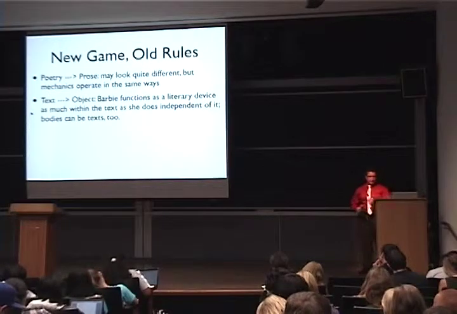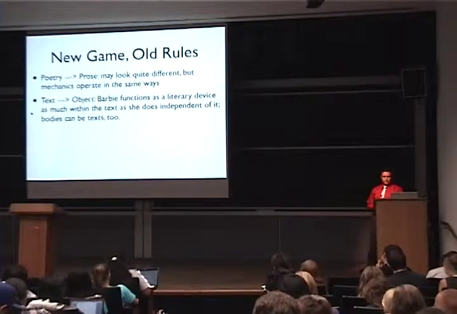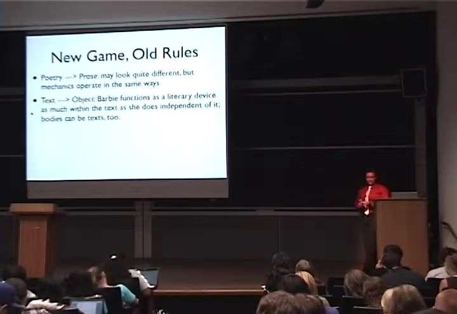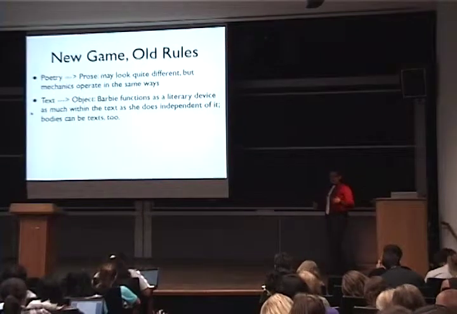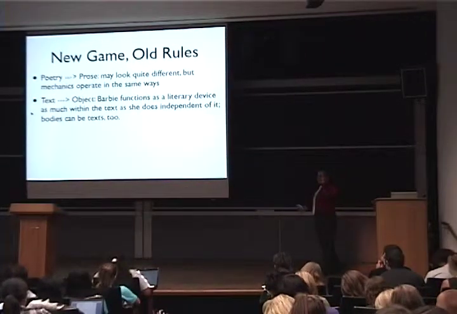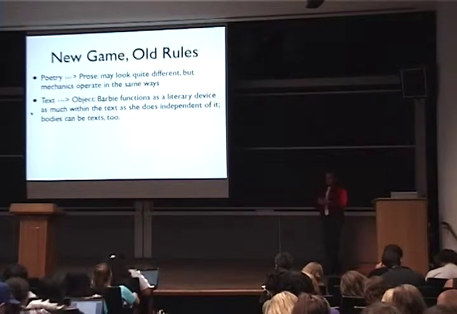Transition from text to object. Barbie functions as a literary device as much within the text as she does independent of it. Bodies can be text too, as can virtual worlds, as can games, et cetera, et cetera. Again, we're looking to expand our notion of what literature means and see what that does for literature.